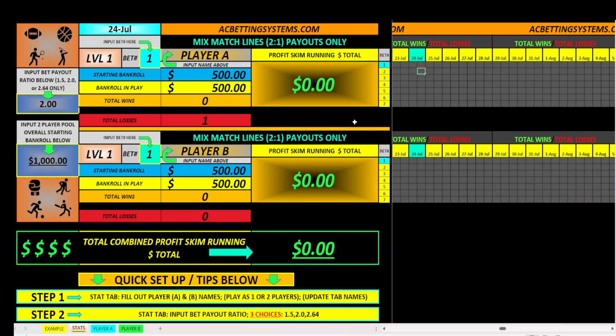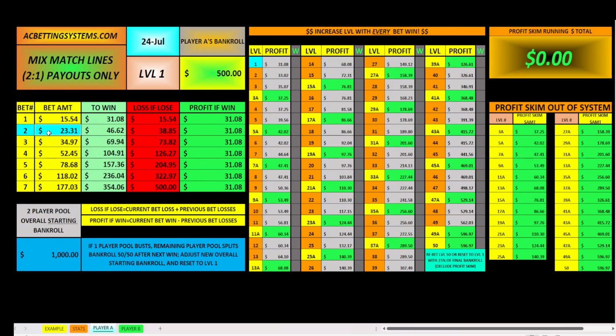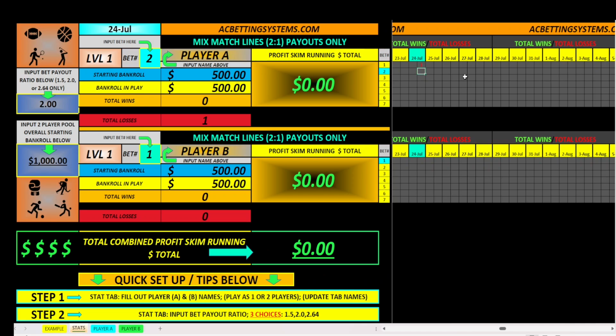So with a loss, we will increase this to 2. I see my bet number 2 box lit up over here. And then on the players tab, I also see it has updated. Okay, let's say you lose this bet number 2. You simply head over here and you will update your bet number again, increasing it by 1.